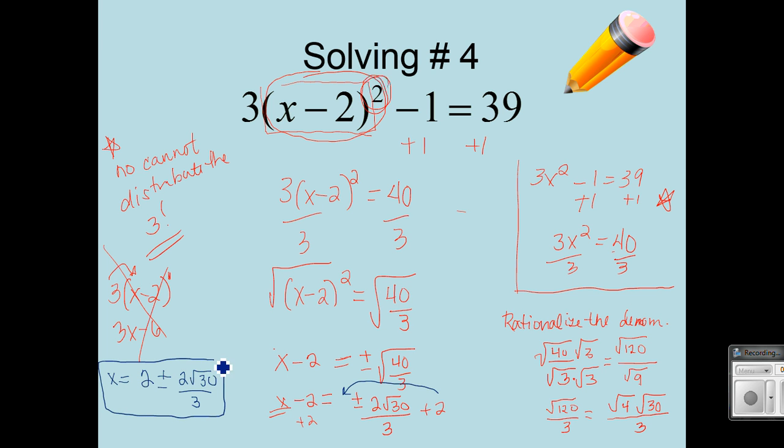This is a big problem, guys. We had a lot going on. We couldn't distribute. We had an extra something here. We needed to rationalize the denominator, and we needed to get x alone finally. So this one's a pretty tough problem.